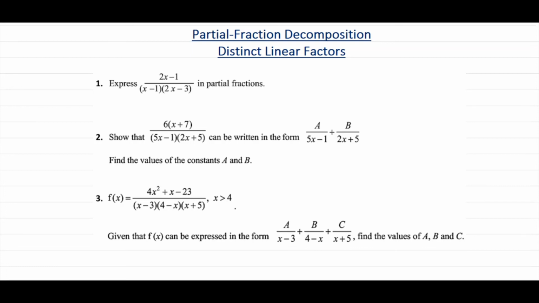Okay, so now that you've understood how to find partial fractions for cases like these where you have distinct linear factors in the denominator, I would advise you to work on these 3 problems and let me know if you encounter any issues in the comments below, and I'll try to respond to them as soon as I can.